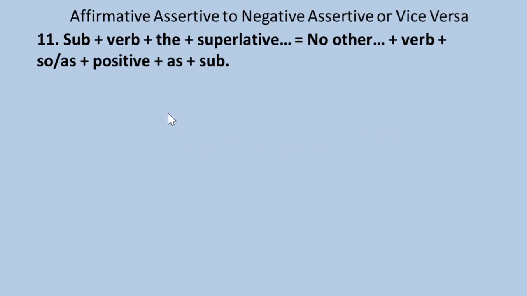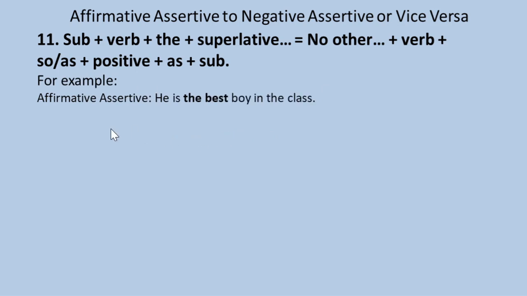Rule number 11: subject verb, then the superlative degree. So we have to begin the sentence with no other. Here space refers to the portion of the sentence after superlative, then verb, then we use so positive degree as subject, or as positive degree as subject. So look at the example.